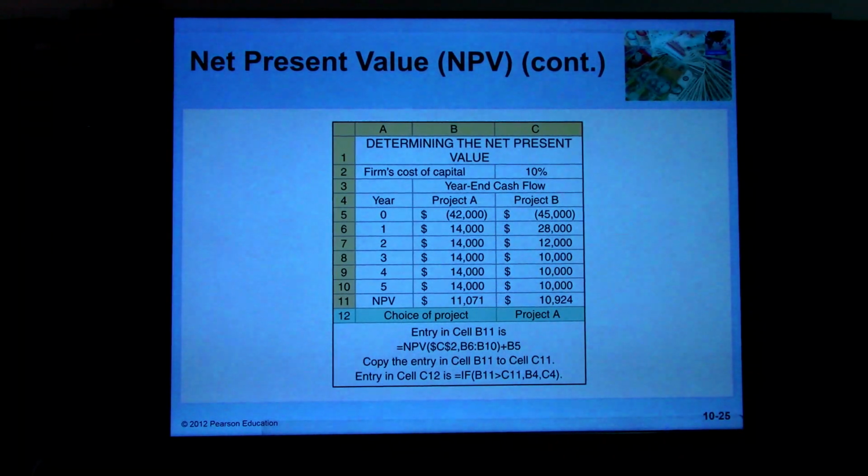Then comma, and then you take the cash flow started from B6 until B10, from B6 to B10, and then this is your cash inflow plus the cash outflow which exists in B5 which is minus 42,000. After you finish such expression, you just enter, then you will find the value of your NBV.